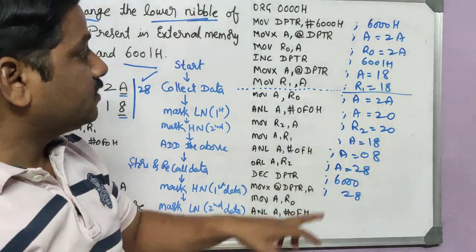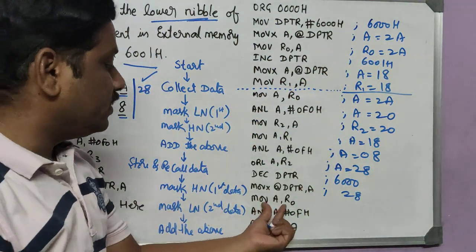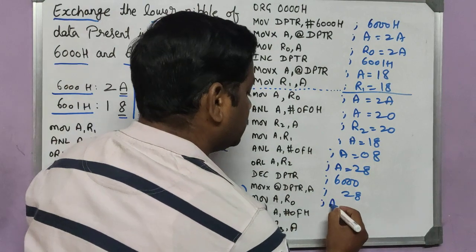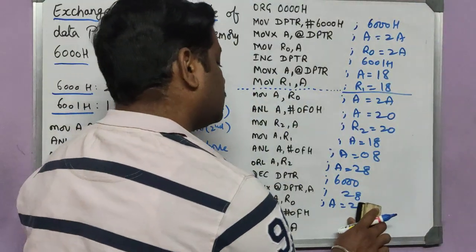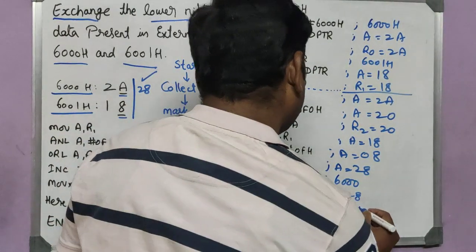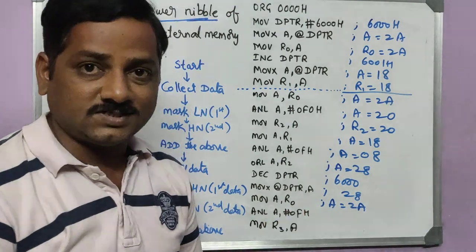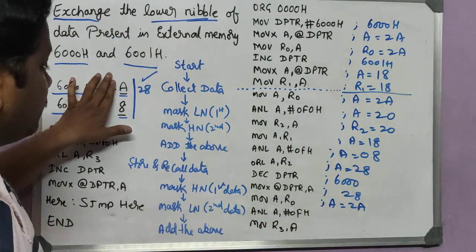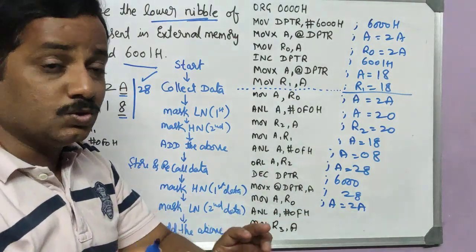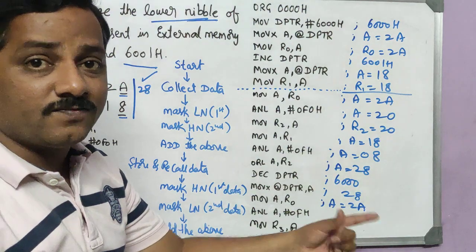You need to recall. So first data is in R0. Okay. So let me recall that. So MOV A, R0. Let me take that into accumulator. Sorry, the data was 2A. And then after getting that first data, you have to mask. Now I should mask this higher nibble. I want A. I don't want 2. So mask higher nibble. So again I am using ANL A, #0FH.